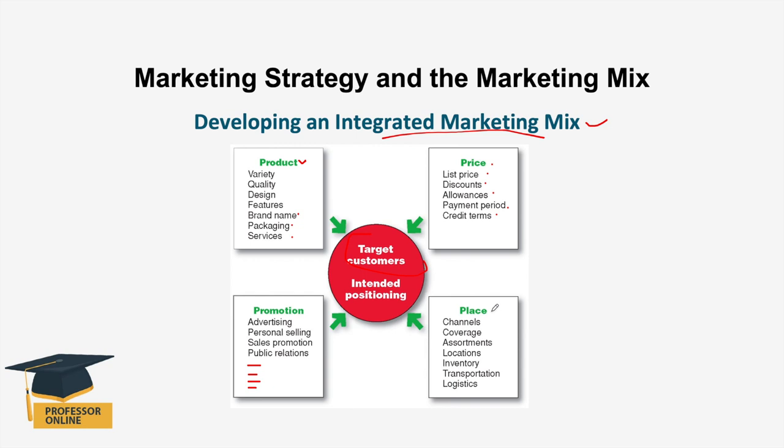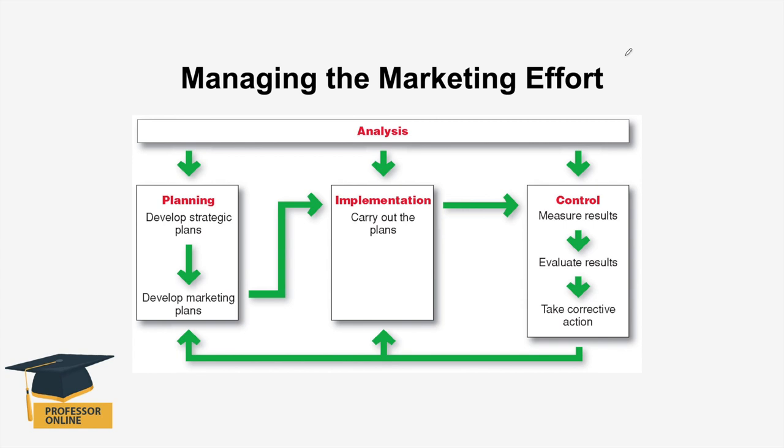And then there's a place segment in which you decide the channels, the location of the product, how that product is going to be logistically available in different places. When you're managing the marketing efforts within your organization, what exactly do you do? You first of all do the analysis. That analysis leads you to planning. And first of all, you develop a strategic plan. That plan leads to a marketing plan.